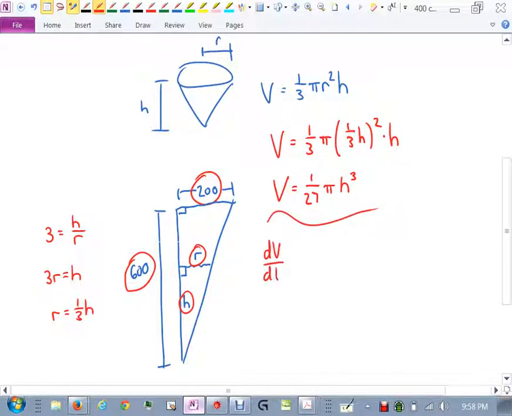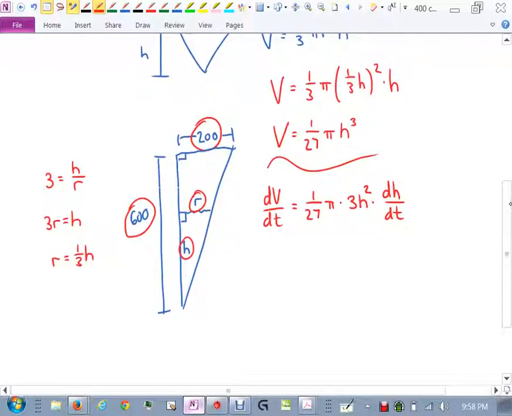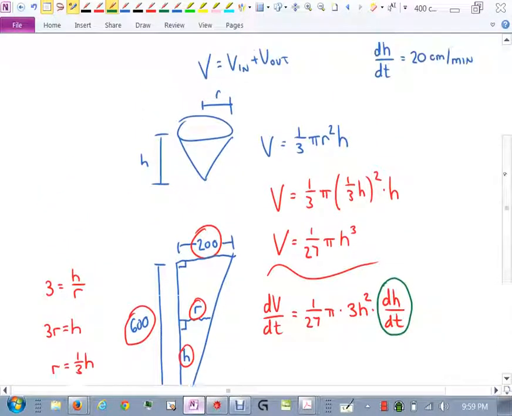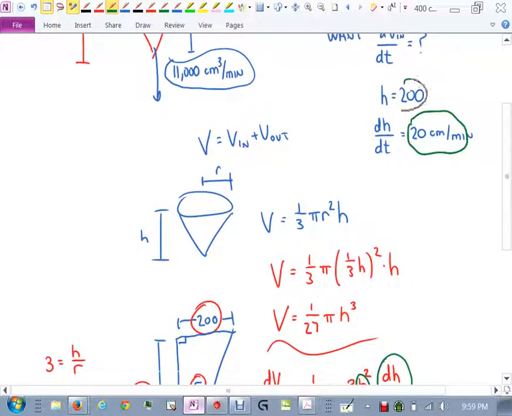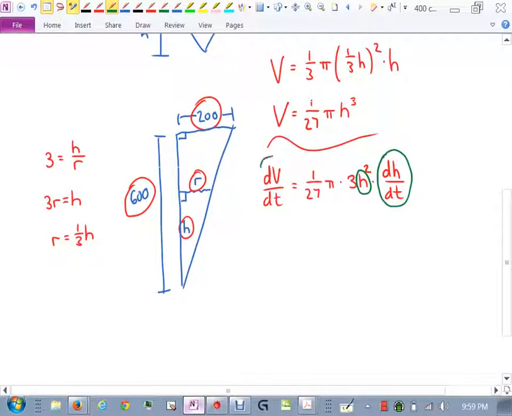dV/dt will be equal to the constant pi/27 times the derivative of h cubed, which is 3h squared times dh/dt. Now, I know that dh/dt at the moment in time we're talking about was given as 20. I know h at that moment was 200. And the thing I need to figure out is how to deal with this. Now, remember, we already had water leaking out of this thing.